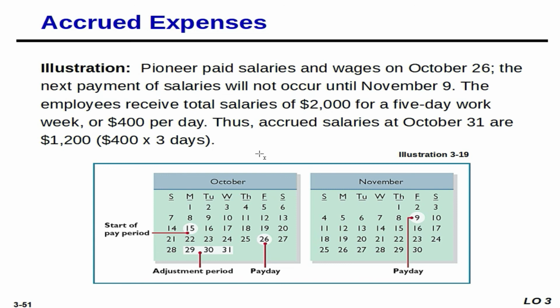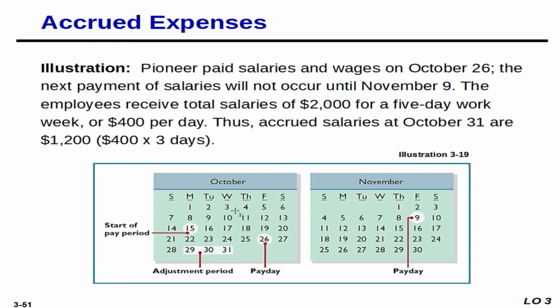The employees receive total salaries of 2,000 for a 5-day work week, or $400 per day. Thus, accrued salaries at October 31st are 1,200. Okay, so we have some confusing stuff going on here, but we just need to analyze it slowly. They pay 2,000 for a 5-day work week, or $400 per day. That's total. Don't care about how many employees they have. We don't care who gets what. They just give us a total number, and that's fine.